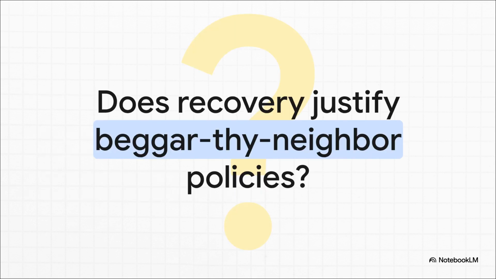But our masterclass ends with a bit of a challenging thought. We just saw that under floating rates, a country can use monetary policy to lower its interest rates, depreciate its currency, and boost its own exports. This shifts global demand toward their goods, which is great for creating jobs at home. But it comes at the direct expense of other nations, whose goods are now relatively more expensive. This dynamic is known as a beggar-thy-neighbor policy.